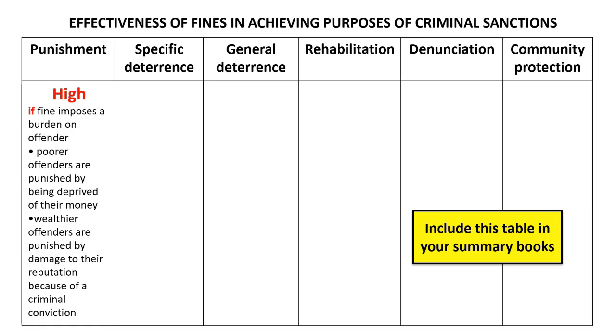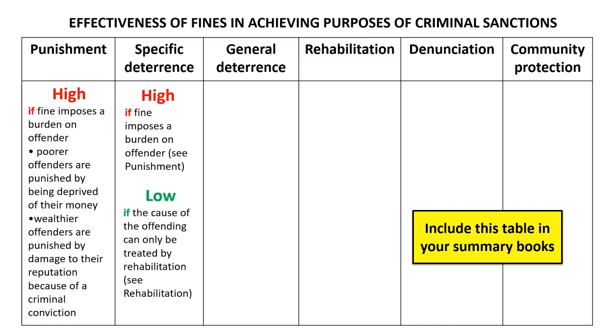In terms of specific deterrence, as with punishment, whether a fine is effective in deterring or discouraging an offender from committing further offences will depend upon whether the fine imposes a burden on that offender. If the fine imposes a financial burden on the offender or damages the offender's reputation, then the fine is likely to be highly effective as a specific deterrent.